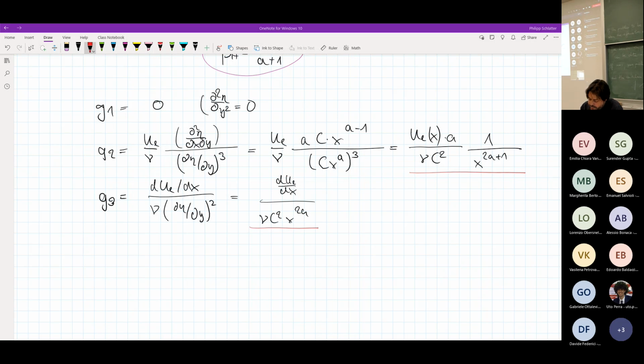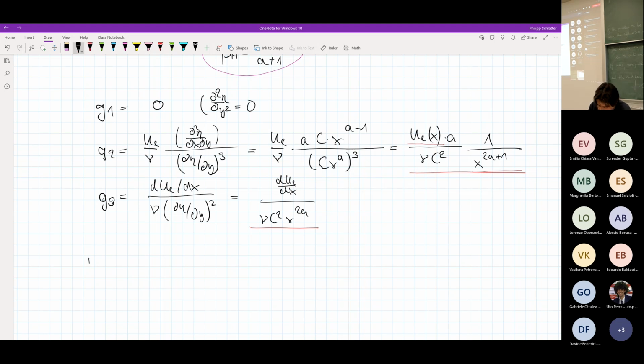Now, of course, one thing that I directly see is that if I want to have G2 to be independent of x, that means that u_e of x divided by x to the 2a plus 1, x needs to disappear. So that means that u_e actually needs to be proportional to x to the 2a plus 1. It's only in that way that I can get rid of the x dependence of G2.